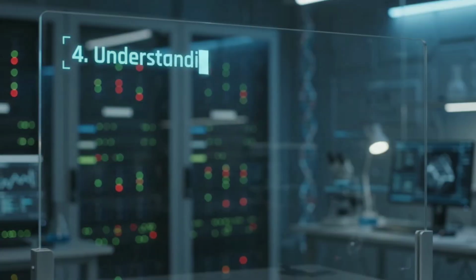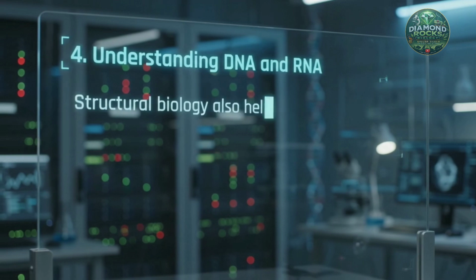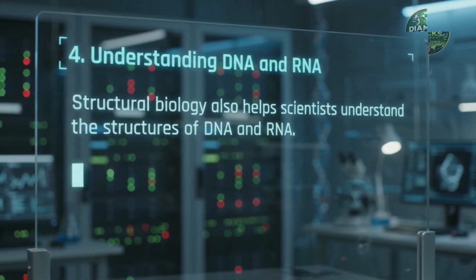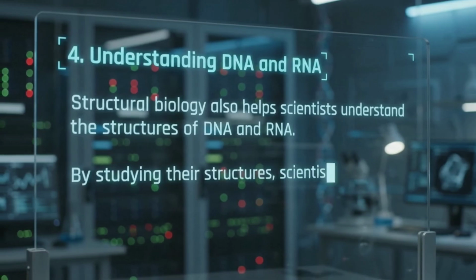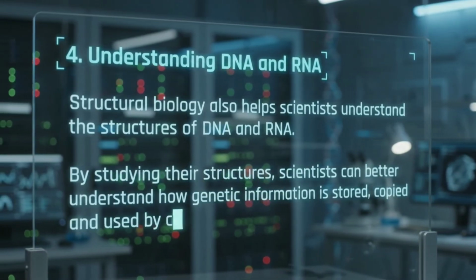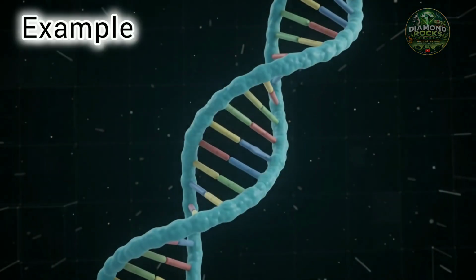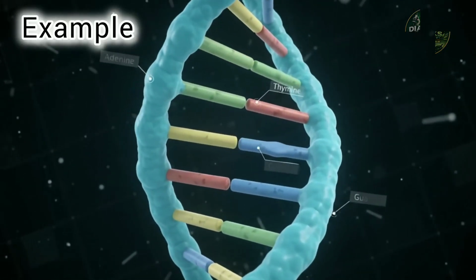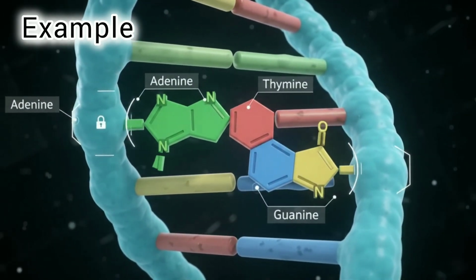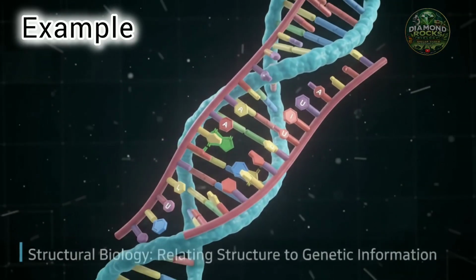4. Understanding DNA and RNA. Structural biology also helps scientists understand the structures of DNA and RNA. By studying their structures, scientists can better understand how genetic information is stored, copied, and used by cells. For example, the double helix structure of DNA helps explain how DNA can store genetic information and how complementary strands can pair with each other.